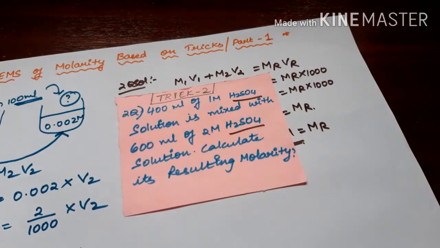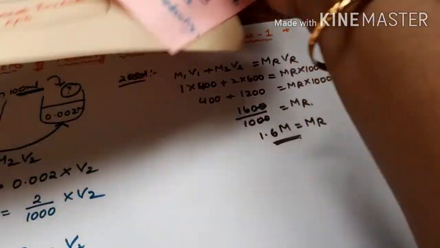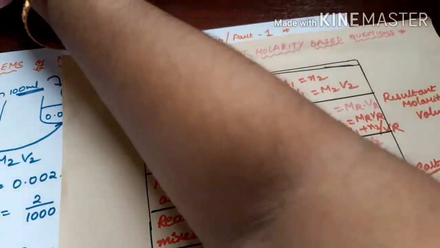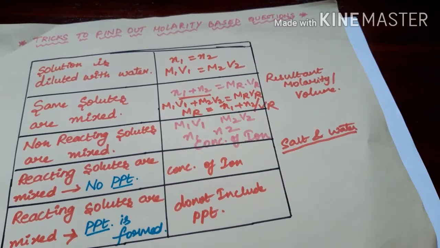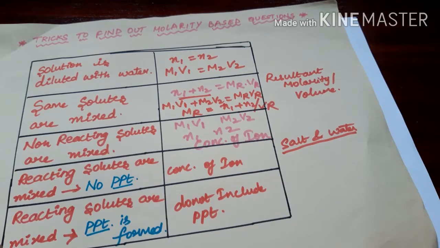Based on the second trick only, I have given the problem to you. Now based on the third trick. What is the third trick? When non-reacting solutes are mixed, the formula is: we have to find out M1 V1, M2 V2, and then find out the concentration of ion.